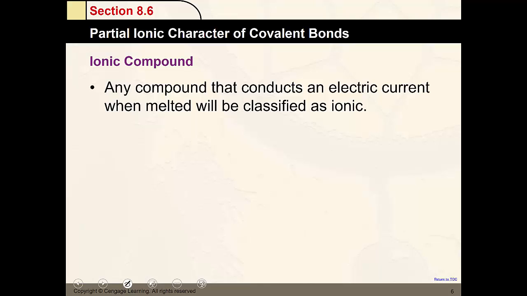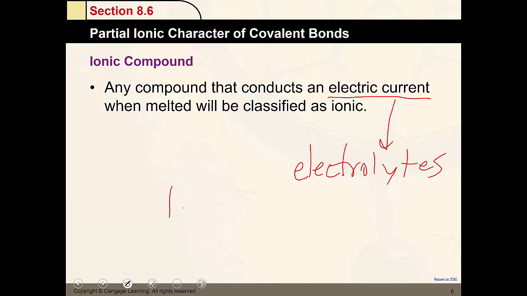And as you will see in class, any compound that conducts an electric current when melted, remember when we talked about Gatorade, those were electrolytes, will be classified as ionic. So something like salt breaks apart into its constituent ions, Na+, Cl-, whereas covalent compounds, and as you'll see with sugar or any other covalent compound made up of nonmetals, even though sugar dissolves in water, it does not break apart. It does not, what we say, dissociate into its ions.